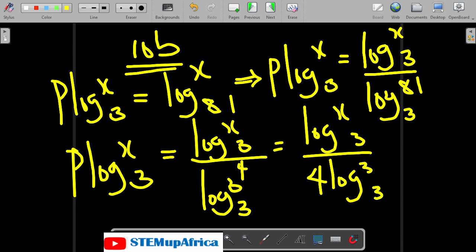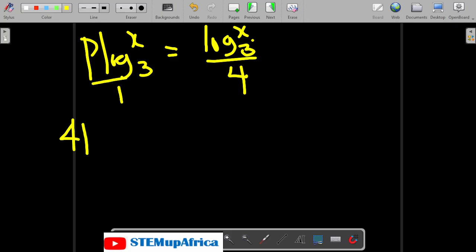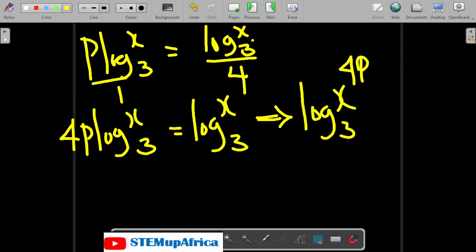When the log of the base and power are the same, the value is 1. So I'm going to have p log x in base 3 equals log x in base 3 over 4. From here I can cross multiply, x over 1. I'm going to have 4p log x in base 3 equals log x in base 3. If I apply the law of logarithm to the left hand side, I can write this as log x raised to the power 4p in base 3 equals log x in base 3.